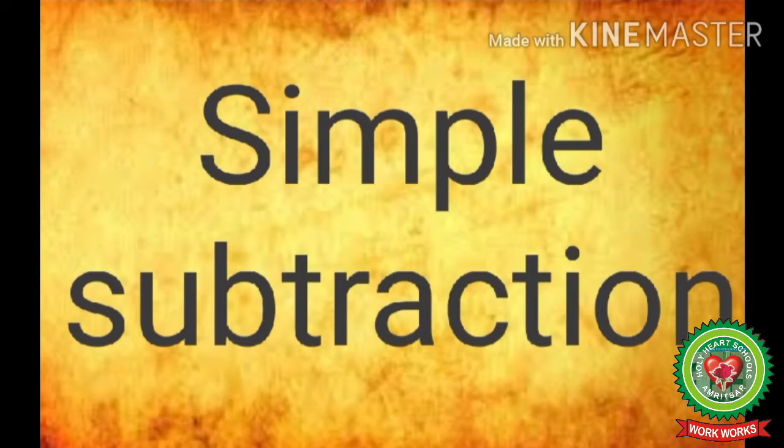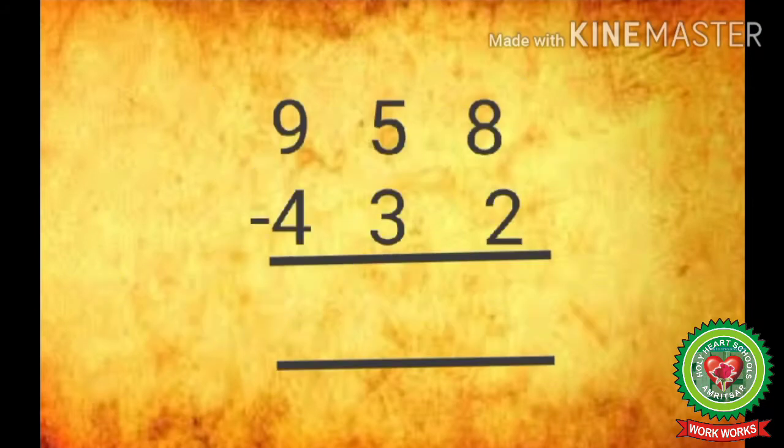Let's revise simple subtraction. The sum is 958 minus 432. Now our first step is to write down the place value chart on it, that is ones, tens and hundreds. And we always start subtraction from the right hand side, that is from ones side. So we will start counting after 2 and stop at 8.